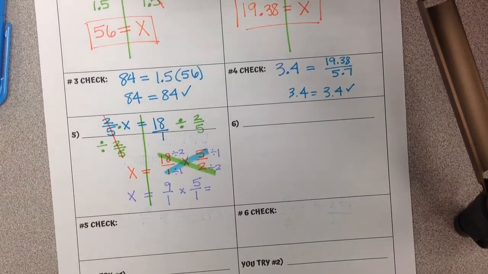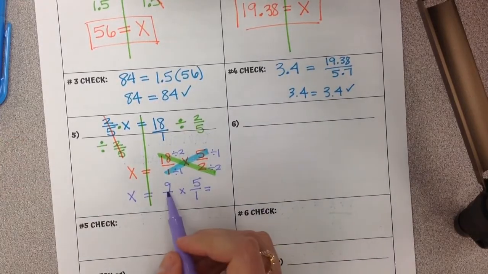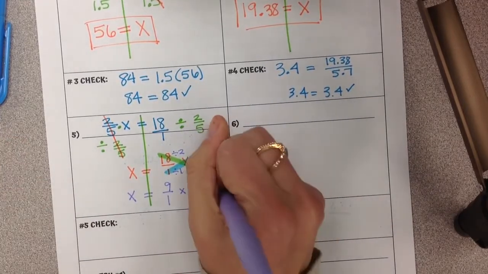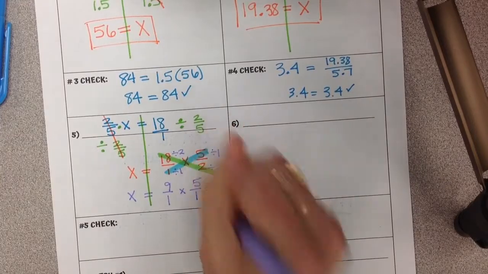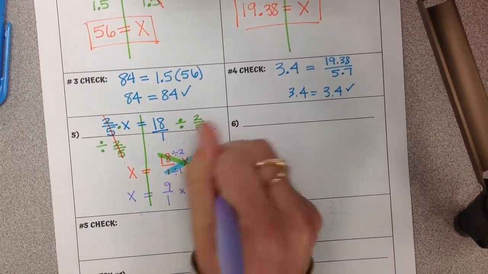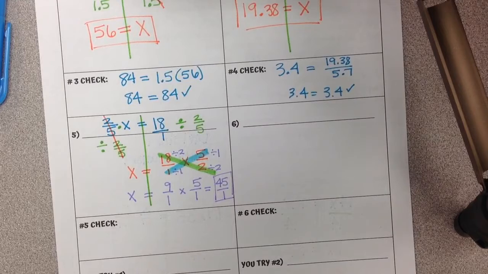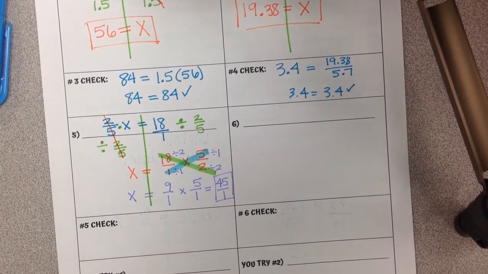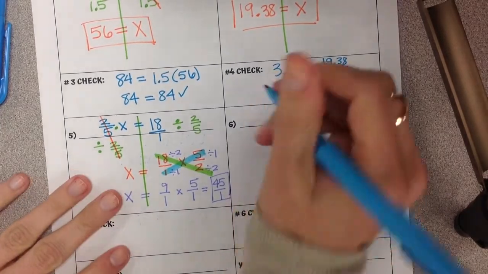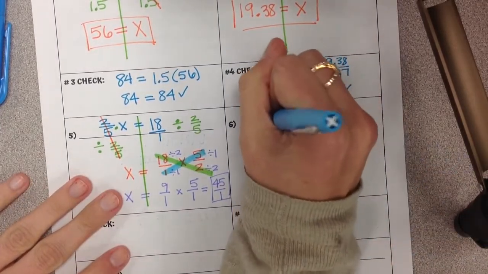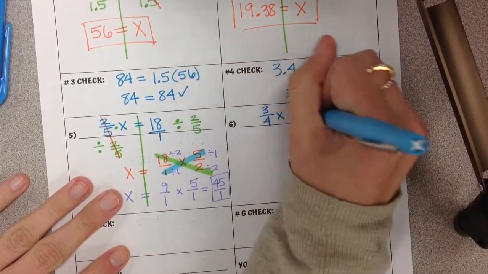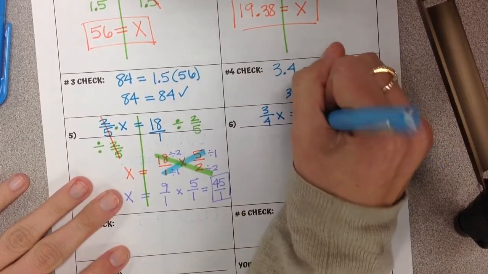So now we can multiply across to get our final answer. 9 times 5 is 45 over 1. You can leave it like that, or we know that 45 over 1 is just 45. One more fraction problem, and then I'm going to move on to the U tries. So we have 3/4 x equals 1 and 1/6.